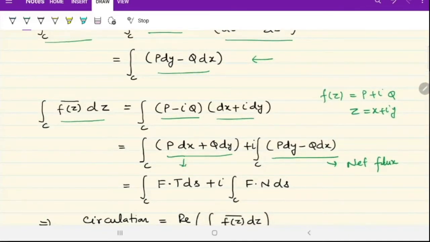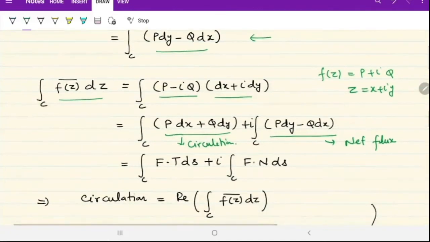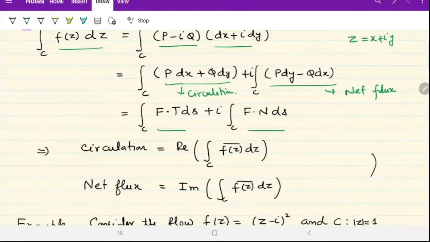So this is circulation. So now if you are given a complex function f(z), which is the complex representation of velocity field P(x,y) i cap plus Q(x,y) j cap, then the contour integral of f(z) conjugate gives you circulation as its real part and net flux as its imaginary part. So by computing a single contour integration, we can get both these quantities as the real part as well as imaginary part. Now let us look at a couple of examples.